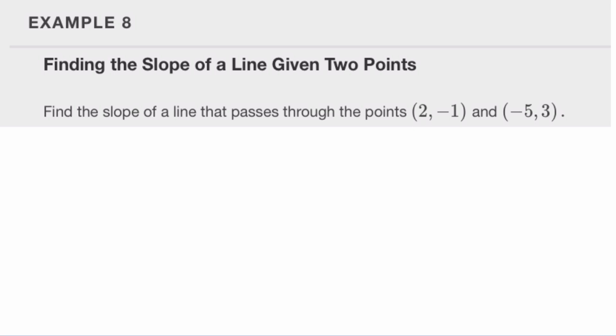So find the slope of a line that passes through these points, okay? So we're given an ordered pair. I just like to label them x1, y1, x2, y2. And we just said the slope of a line is y2 minus y1 over x2 minus x1.